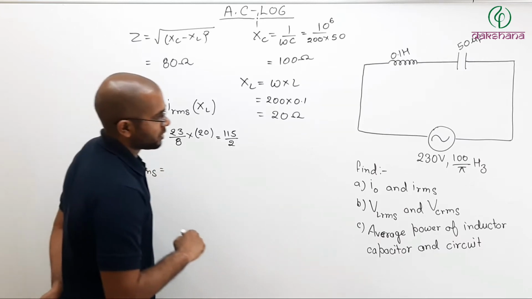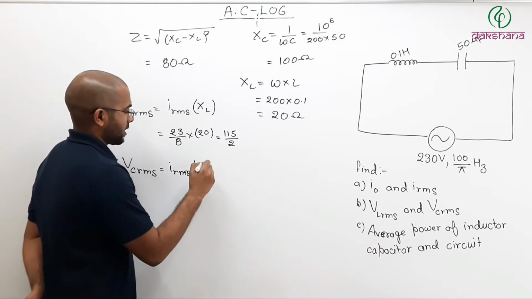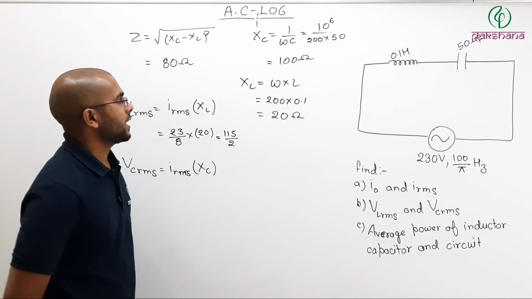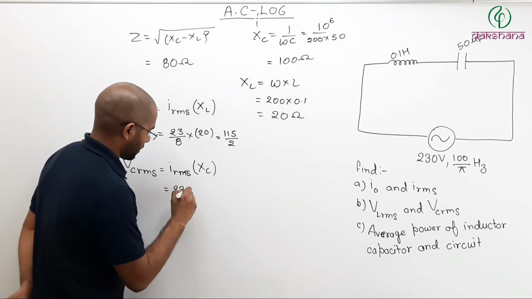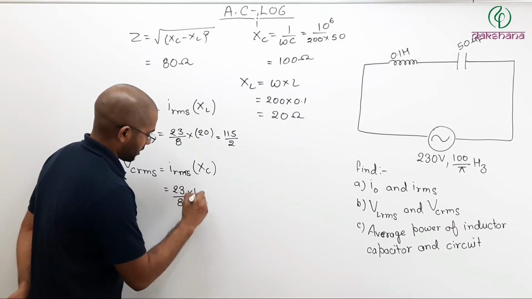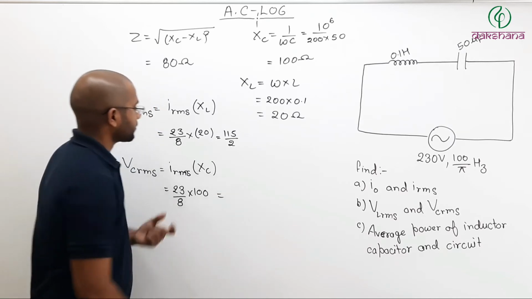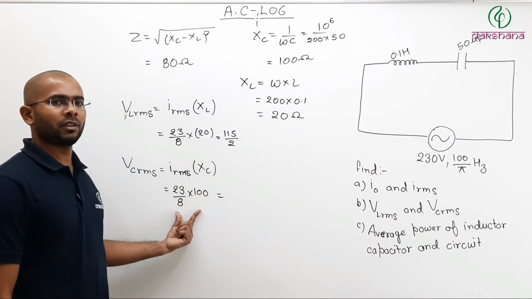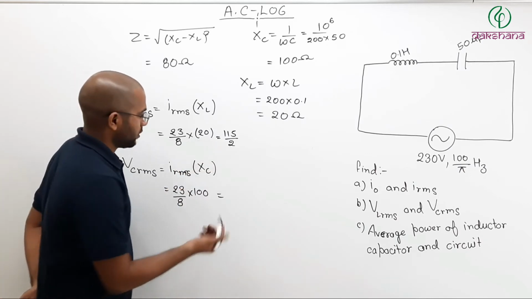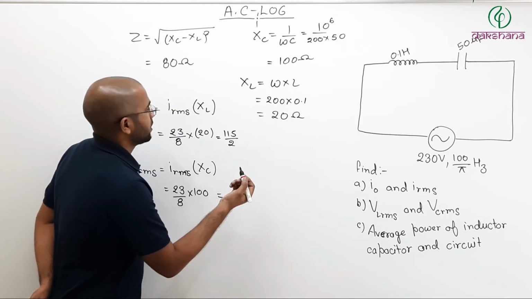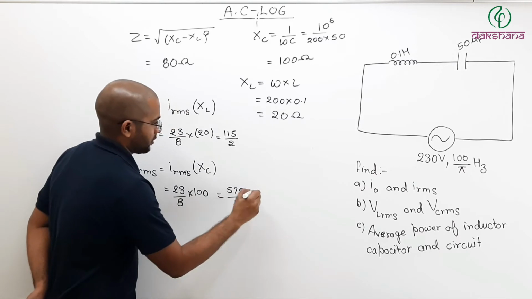What about VCRMS? That would be your IRMS times XC. XC is 100, so 23 by 8 times 100. If you pay attention, this value is 5 times the previous one, because there it is 20 and here it is 100. So this will be your 575 by 2 volt.